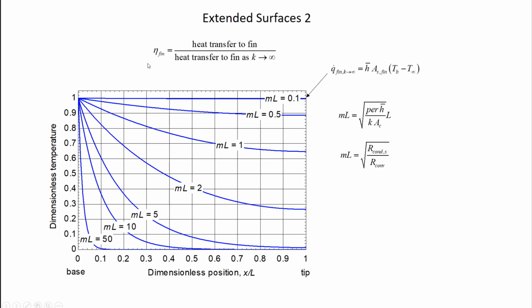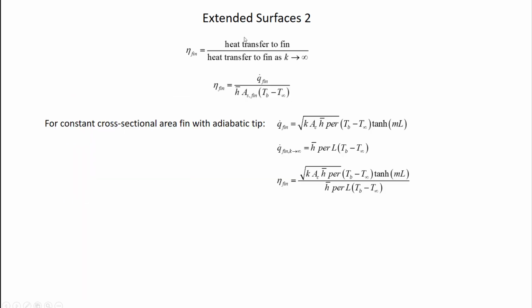And just to be clear, this is the definition for any fin. This definition of the fin efficiency you would use for any fin, and there are all different types of fins in terms of shapes and even boundary conditions. No matter what the shape of the fin is, this is the definition that you would use to define a fin efficiency.